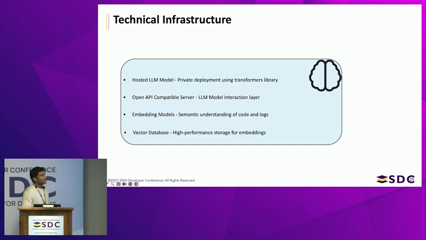Now, let's talk about the technical infrastructure and the various components involved in the solution. To start with, we have privately hosted an LLM model in our infrastructure. We don't want to depend on external APIs for interacting with the model. We have deployed these LLM models using the transformers libraries. This gives us control over security, performance, and customization. It's very critical for an enterprise storage system where data privacy matters a lot. So that's where having the model locally is really going to help.